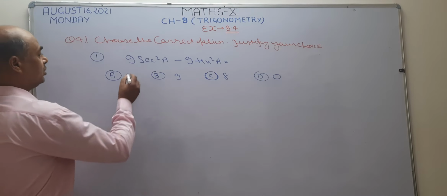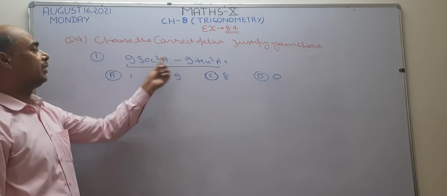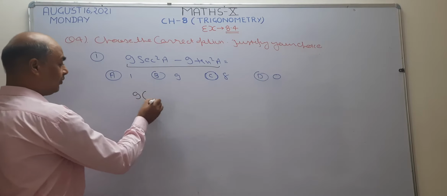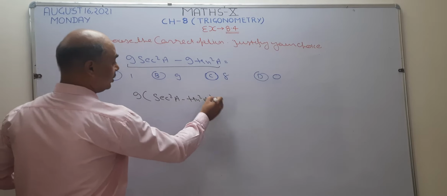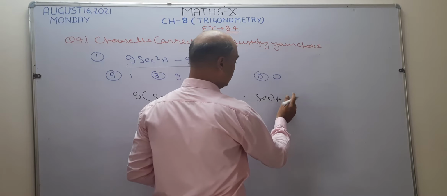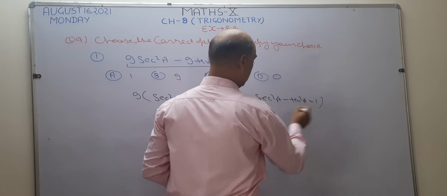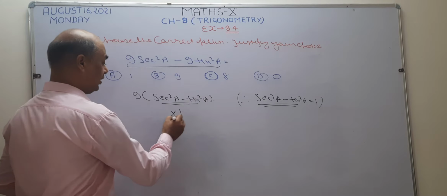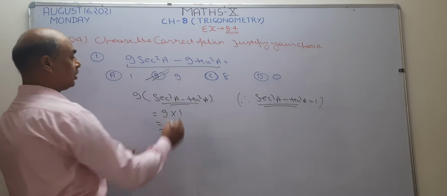So the first part is 9 secant square A minus tan square A. First, what is common between these two? 9 is common. So take 9 common. When I take 9 common, what is left? Secant square A minus tan square A. And you know that secant square A minus tan square A is equal to 1. Using this identity, instead of secant square A minus tan square A, I want to write 1. 9 is left. So 9 ones are 9. So which one is the right answer? B is your right answer.